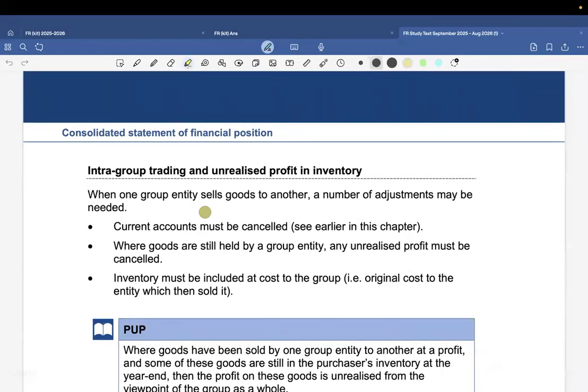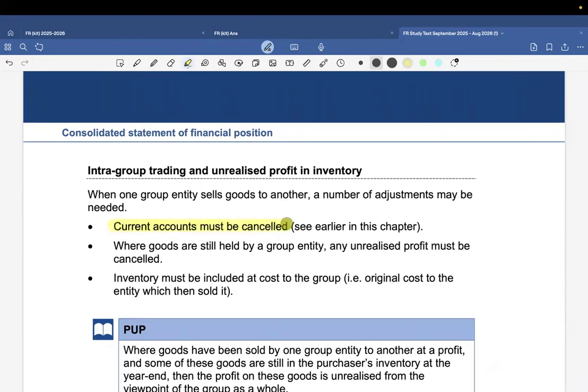So in this case, the parent could be a seller or the subsidiary could be a seller, right? And this particular transaction is called an intra-group trading, IGT. Clear? So in case of intra-group trading, first things first, you must cancel the receivables and payables of each other, right? So that is the current accounts must be cancelled.